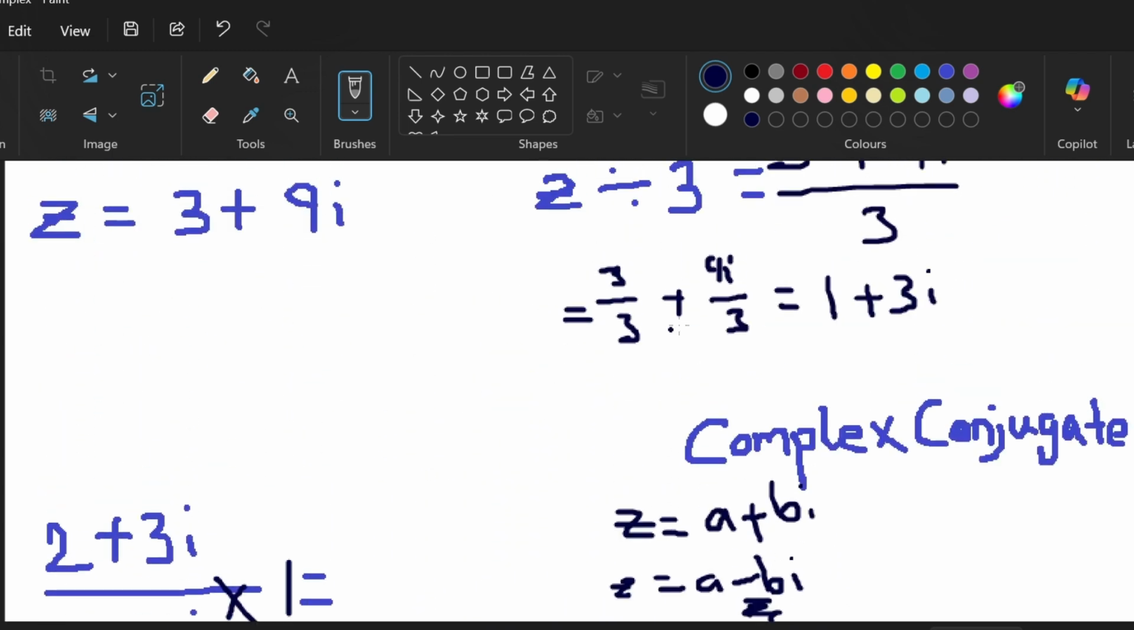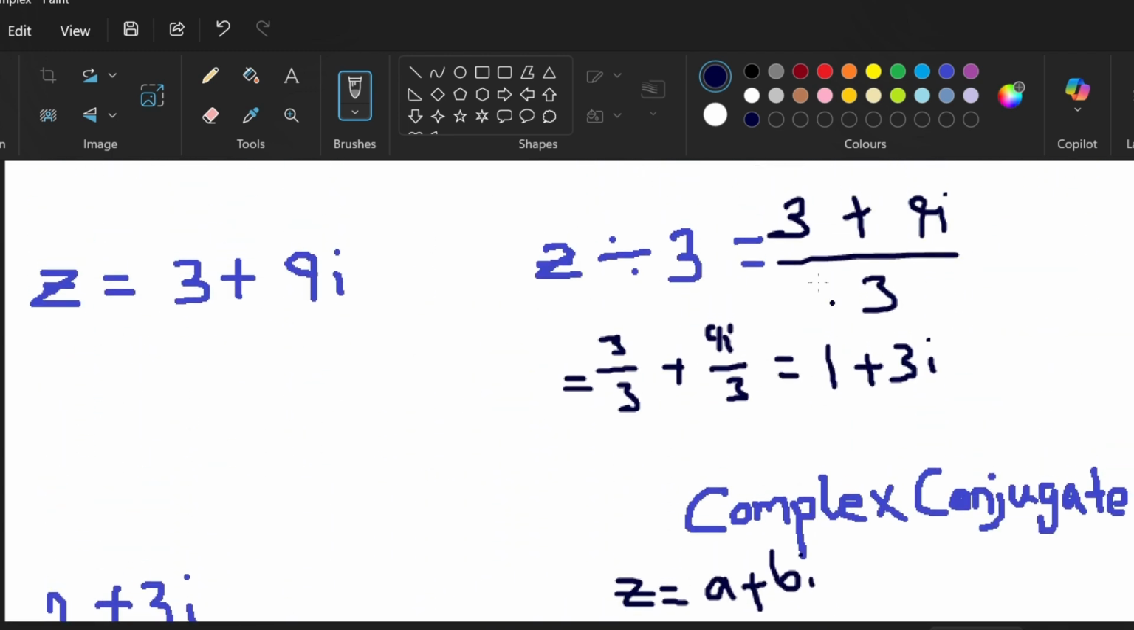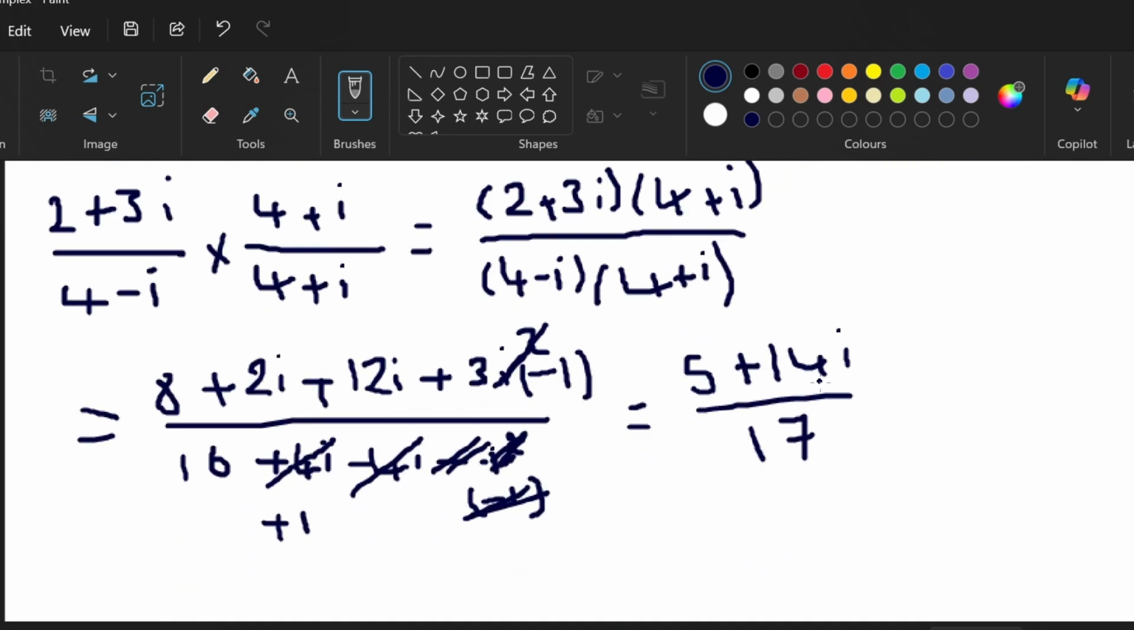Now if I remember my first case here, I can also write this as each of these terms divided by what's on bottom. So my final answer is 5 over 17 plus 14i over 17.